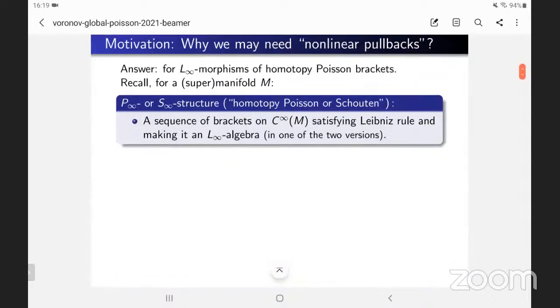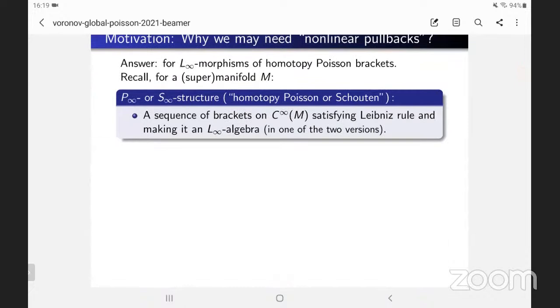So recall that for a supermanifold M, a P infinity or S infinity structure, two versions of homotopic Poisson structures, generalizing respectively ordinary Poisson, P for Poisson, or Schouten, or Gerstenhaber, that means odd Poisson structure, is a sequence of brackets satisfying the Leibniz rule and which make the corresponding vector space an L infinity algebra. I will review the definitions shortly when we come to that.